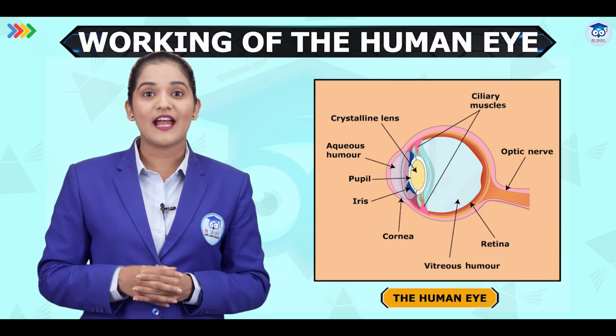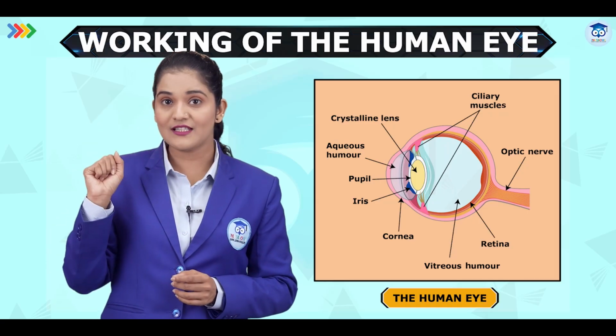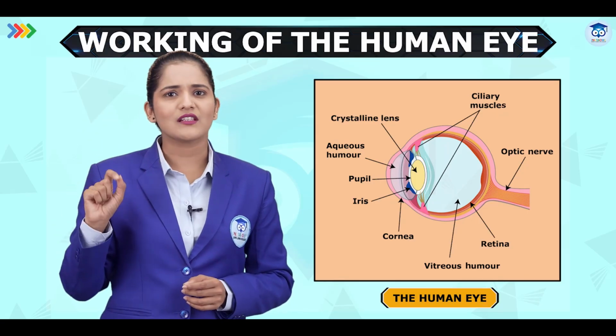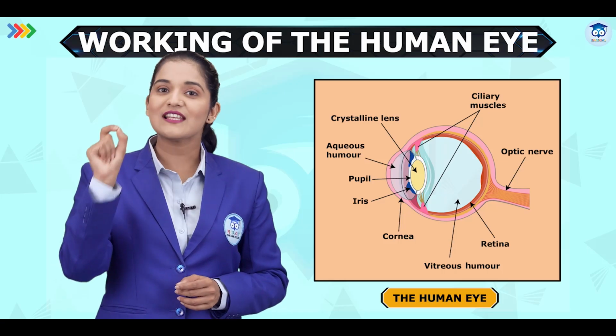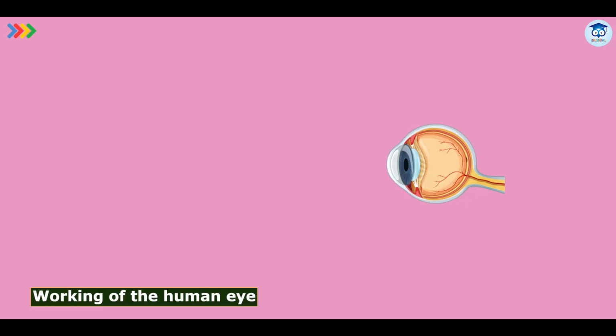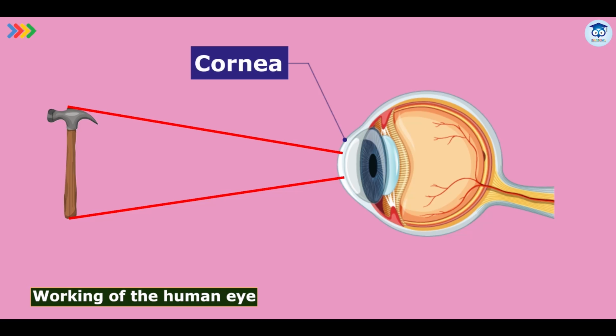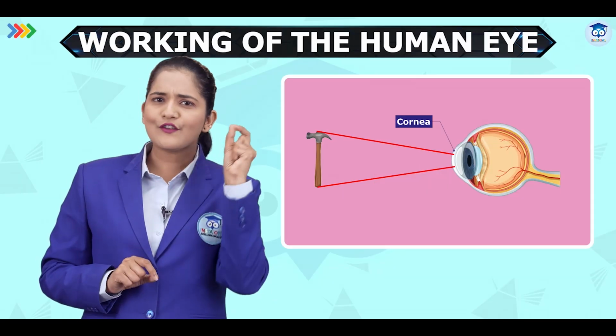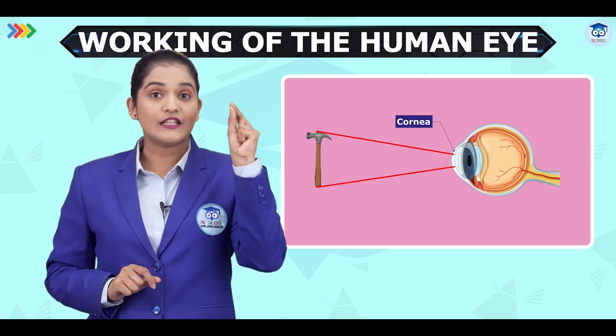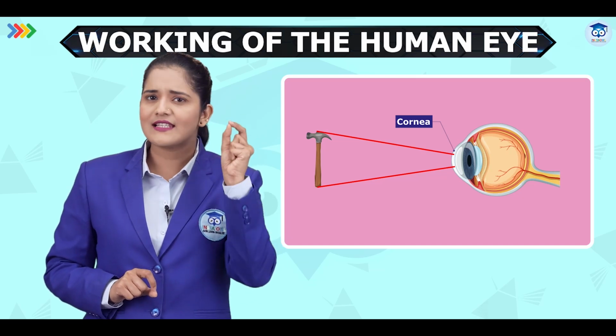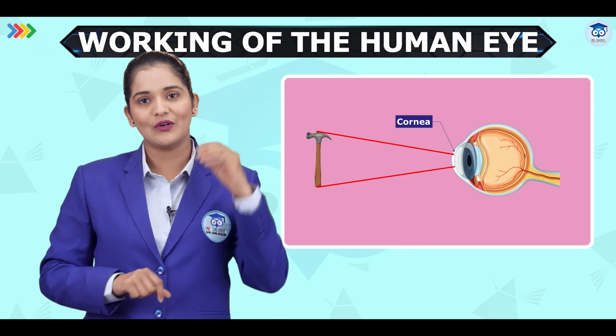Let's now understand how the human eye functions using a simple object like a hammer to trace the path of light. Imagine you're looking at a hammer. The light rays bouncing off the hammer first enter your eye through the cornea, the transparent curved layer at the very front. Because of its shape and clarity, the cornea bends these rays slightly and directs them inward.